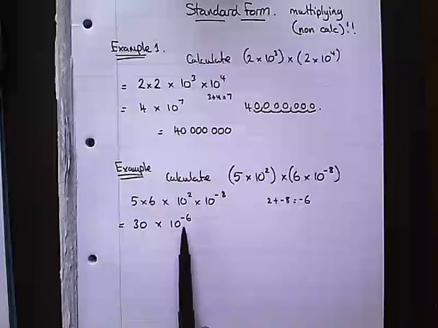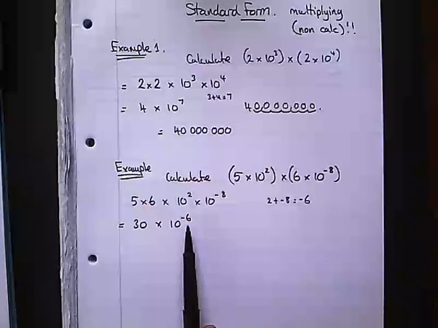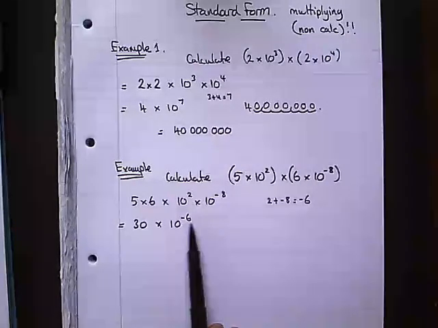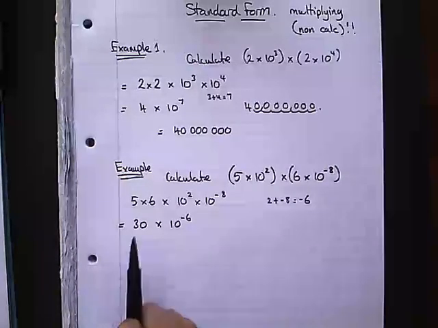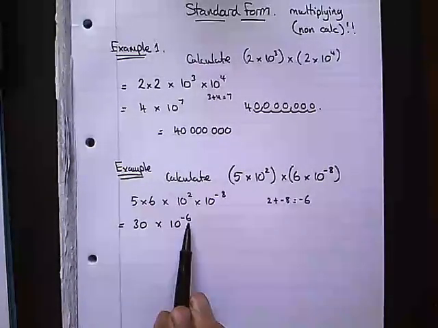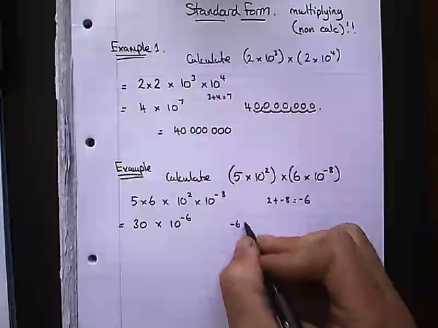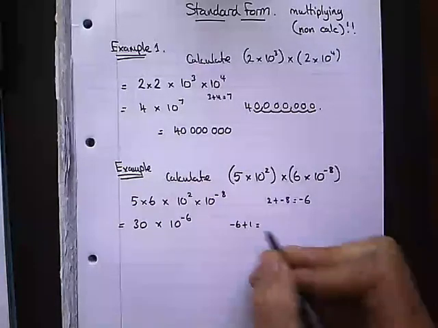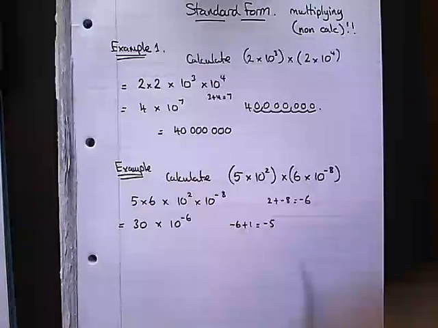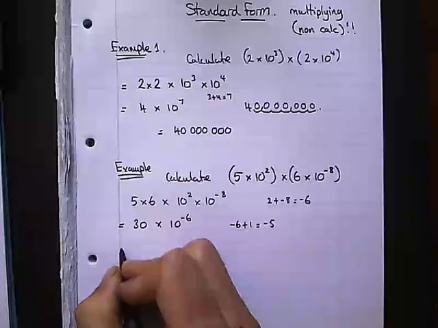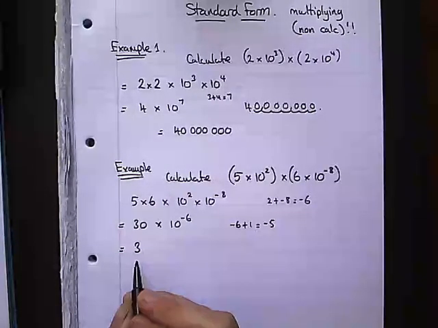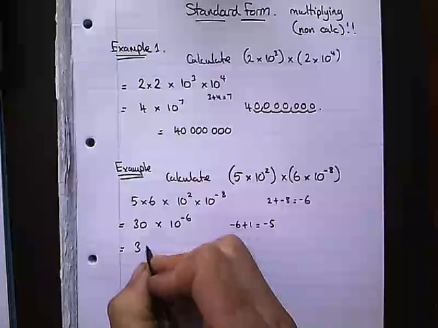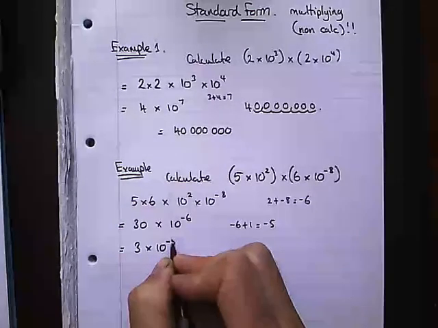This minus 6 is going to get bigger. And actually, when you're working with the minuses, when you get bigger, you get closer to 0. So it's actually going to become minus 5. Okay, so I'm going to take 1 10 away from this and I'm going to add it to this. So minus 6 plus 1, because I'm adding 1 10, is minus 5. So what we get is 3, now this number's between 0 and 10, times 10 to the minus 5.